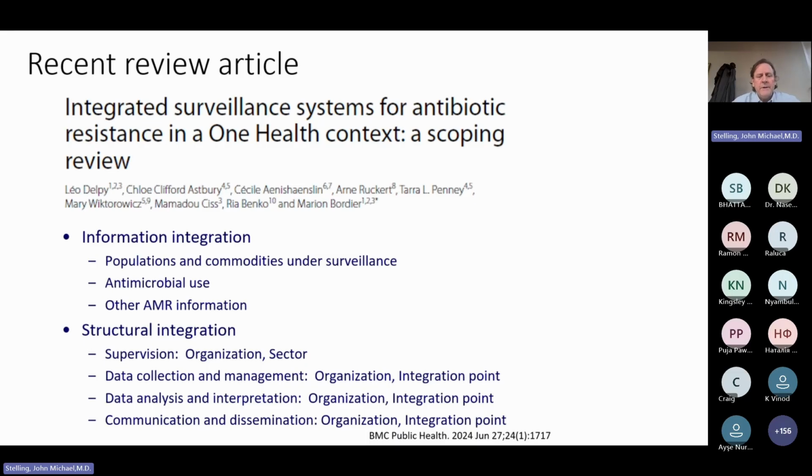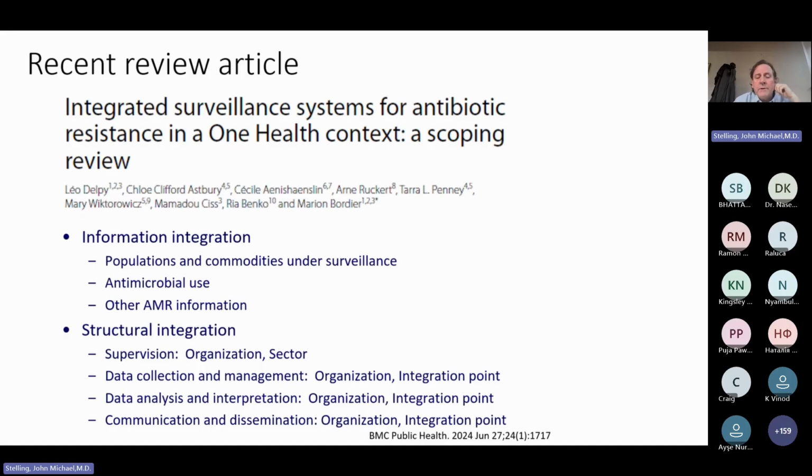They looked at integration in 2 levels. Information integration, what data sets were brought together? Human, animal, food, was that integrated? Fish, cattle, chicken, antimicrobial use, genomic aspect, clinical diagnosis aspect. So they looked at the integration of the information in databases.